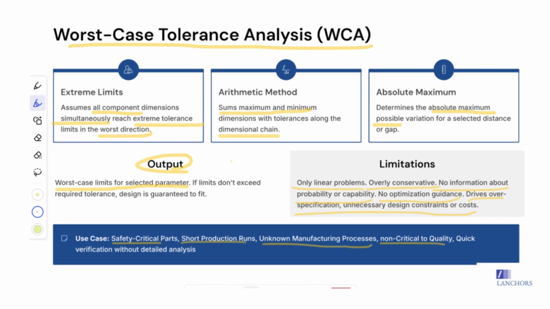Also, sometimes you have short production runs, you don't have enough statistical data to rely on for the statistical method, then you use the worst case method. And also sometimes you have a new supplier, with unknown manufacturing processes for the independent variables, for your input variables, so there is nothing to work with if you want to do the statistical method. That's why you use the worst case method in this situation. Also, worst case method is quite typical and common for quick verification of a design without detailed analysis. Okay, so it's a basic level of tolerance design.